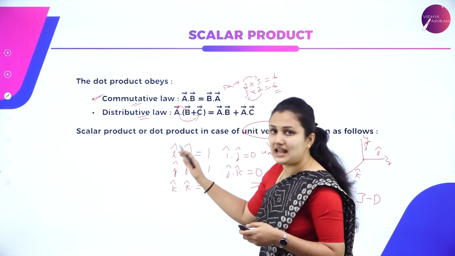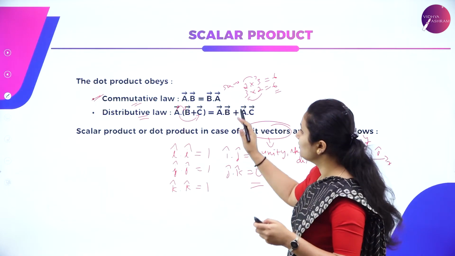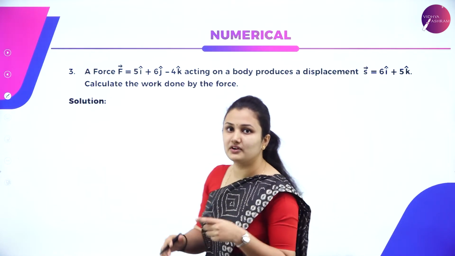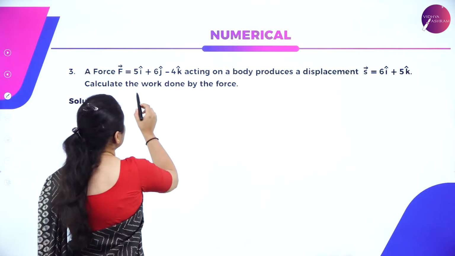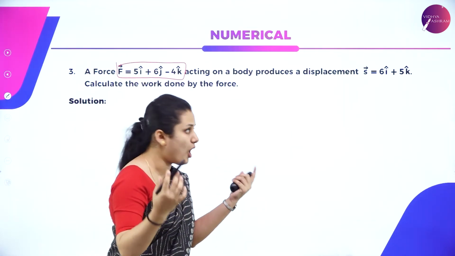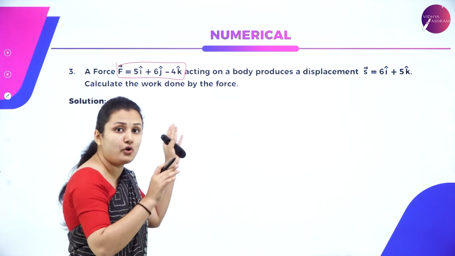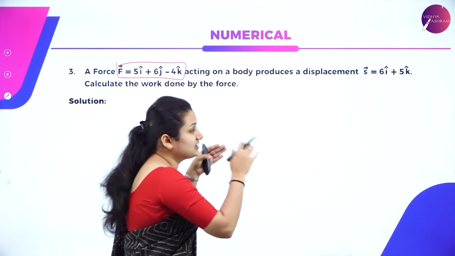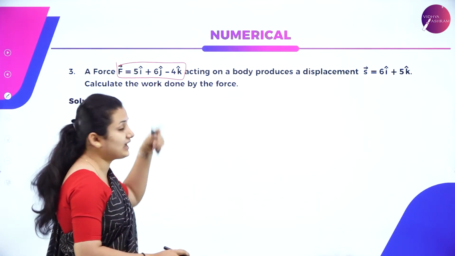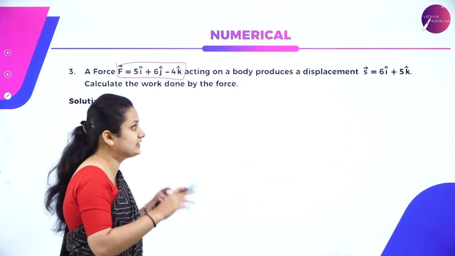Now to understand this scalar product for a unit vector, we'll solve a numerical where the force is given. This is the force acting on a body or an object that will produce a displacement. When we say a force is acting on a body, there is a displacement. That means work has been done. Now I have to calculate what is that work done by the force.